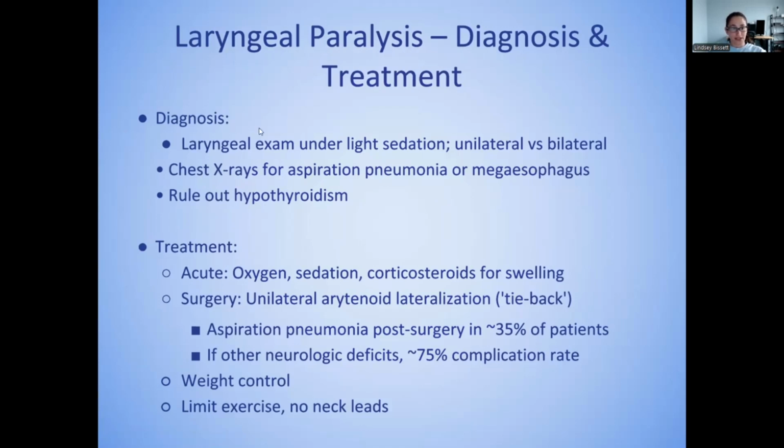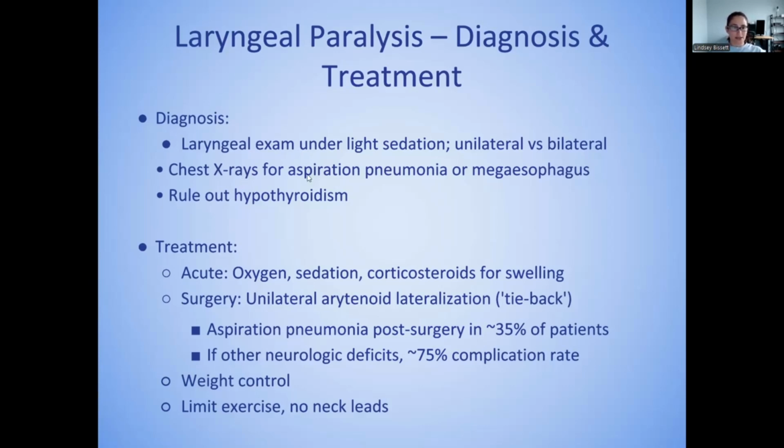So to get a definitive diagnosis of laryngeal paralysis, you are going to need to do a lightly sedated laryngeal exam. If they are too heavily sedated, then even if they have a completely normal larynx, they're not going to have as good of control of their airway. So light sedation is the best way to truly rule this in or out. And this can be unilateral, so just one side, or both sides can be affected.